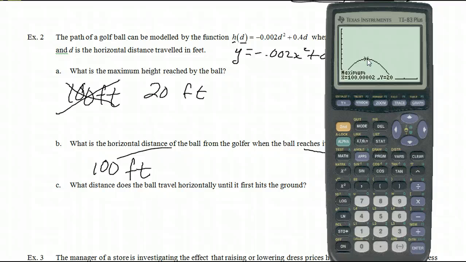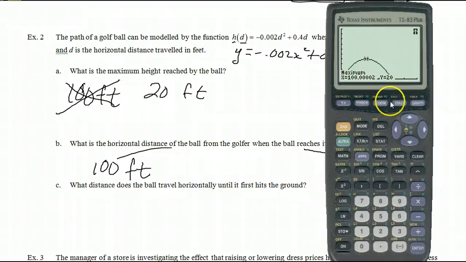What distance does the ball travel horizontally until it first hits the ground? So that's over here. When does it hit the ground? So we're looking for a 0. Now, we kind of know this by symmetry. If it reaches the maximum height at 100 feet, it will hit the ground at 200 feet, right? Traveled from 0, reached its maximum at 100.